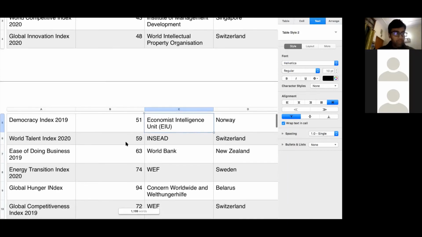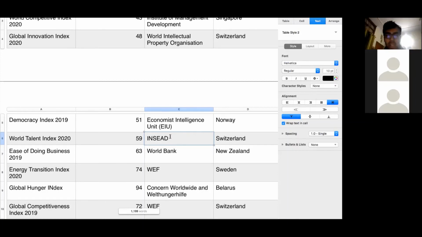Now we come to the World Talent Index 2020. The World Talent Index is released by INSEAD. INSEAD is a very, very famous business school, one of the world's top business schools. It has some campuses as well. INSEAD annually releases its World Talent Index 2020 ranking. India was ranked 59, while Switzerland was ranked #1. Sorry, I made a small mistake.